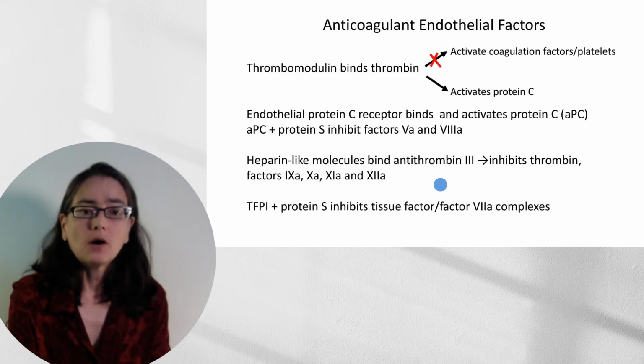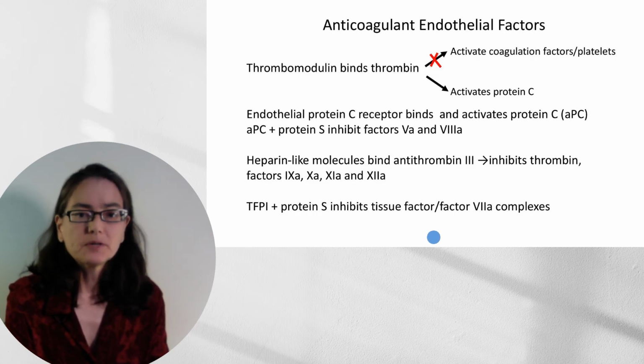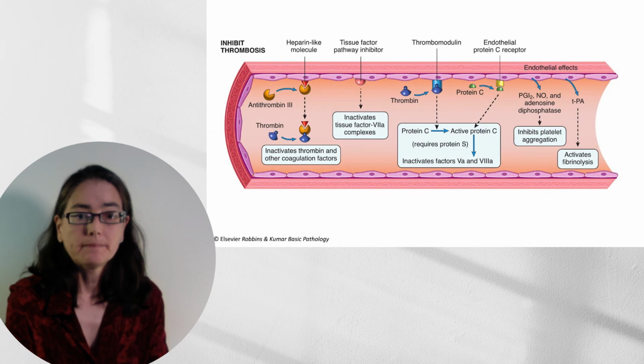Now the endothelium will also generate heparin-like molecules that will bind to antithrombin 3. And when this is done, we will be inhibiting thrombin and factors 9A, 10A, 11A, and 12A. So once more, driving us towards anticoagulation and not towards procoagulation. And then finally, the tissue factor pathway inhibitor plus protein S will inhibit tissue factor and factor 7-8 complex formation. Now this is a bunch of words. Let's take it to a picture.